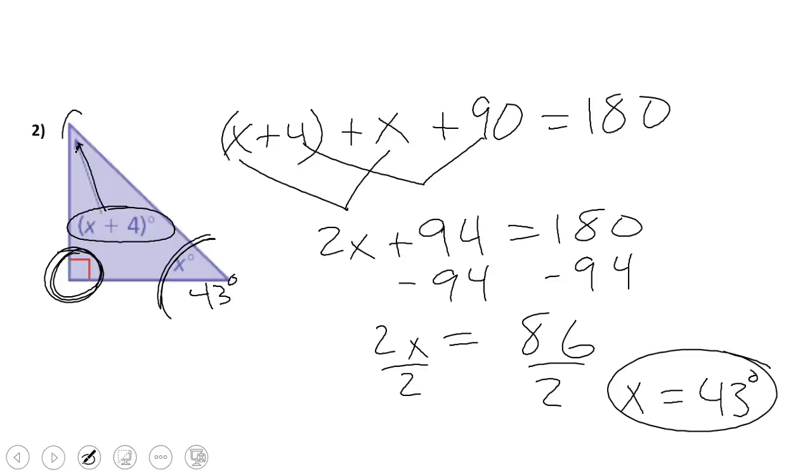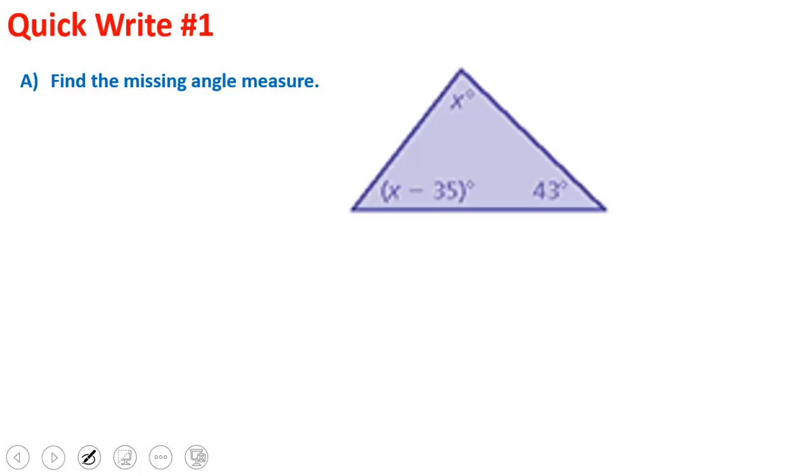If I wanted to know this angle measure up here, I would have to take that 43, add that 4, and I would have to say that this one is 47 degrees. And that only makes sense because 47 plus 43 plus 90 gives us 180. So we're done with our first video, ladies and gentlemen, our first quick write of the night.